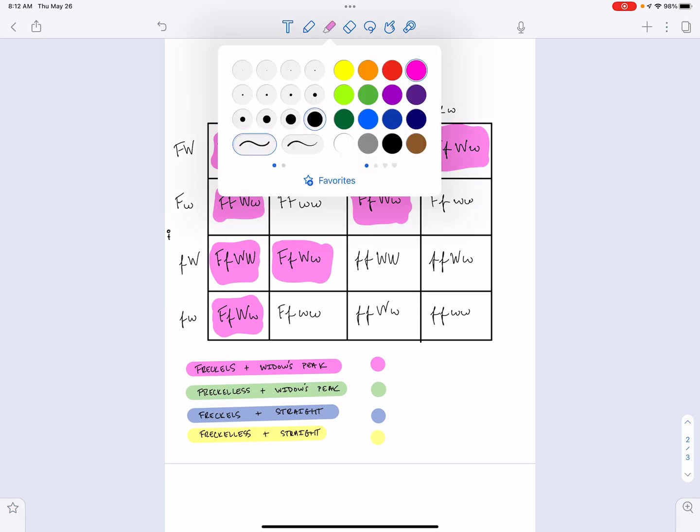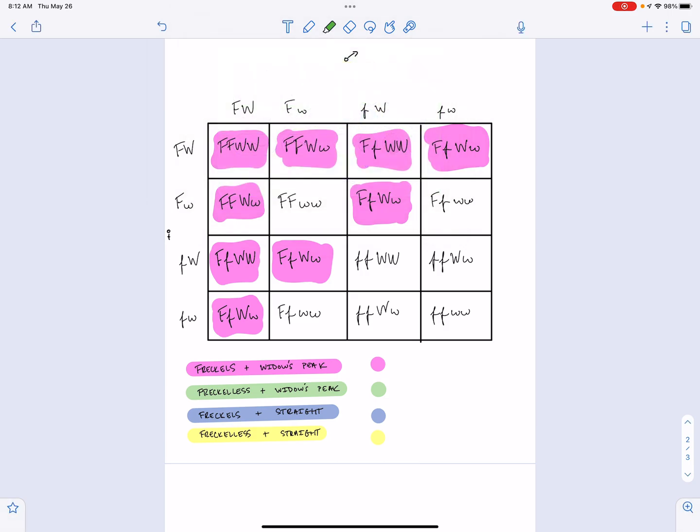Okay, so these individuals are going to be freckleless and have a widow's peak. So that is this individual, and this individual, and this individual. And then these folks are going to have freckles and straight hairline. And this individual is going to have the homozygous recessive phenotype, freckleless and straight hairline.